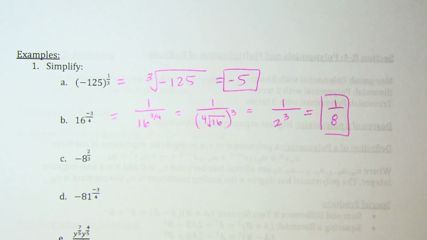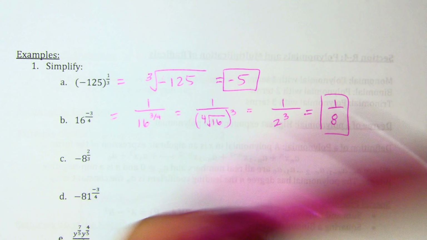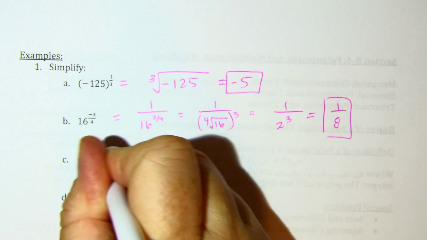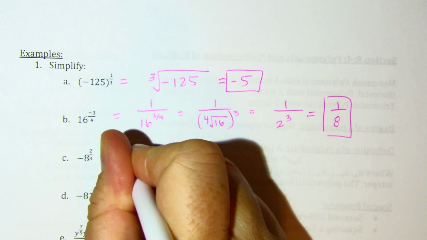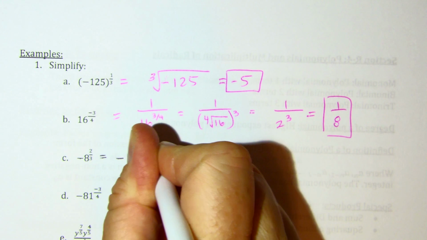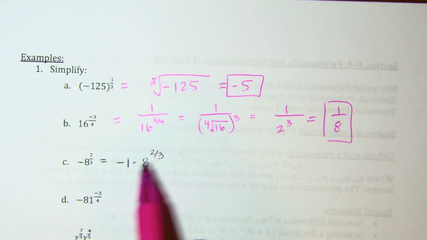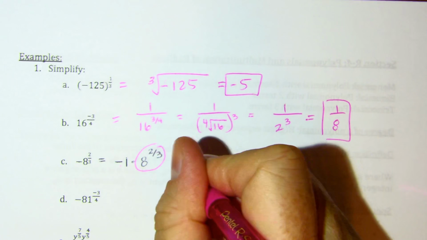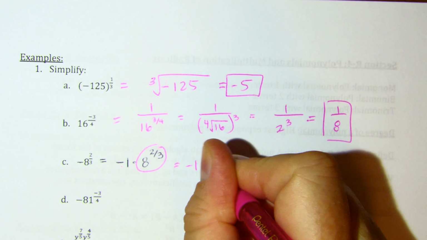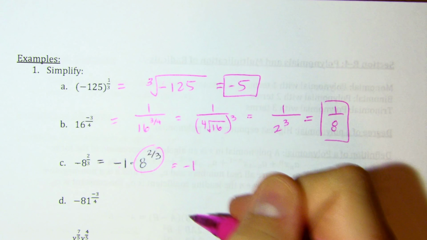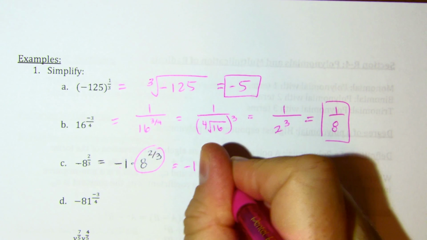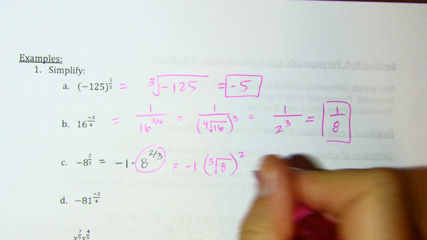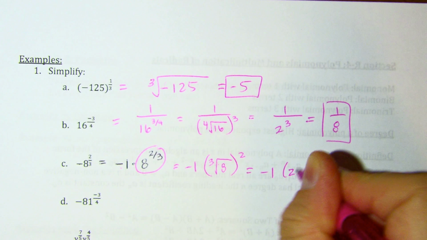Here I have negative 8 to the 2/3, but be careful here, there's a difference. This negative, the way I would encourage you to rewrite this is -1 times 8 to the 2/3 power. That negative is not part of this. That exponent is applied first. So I have -1 times, and the top number again is the power, the bottom number is the root, so cube root of 8, and that whole thing will be squared. Cube root of 8 is 2, and then 2 squared is 4.